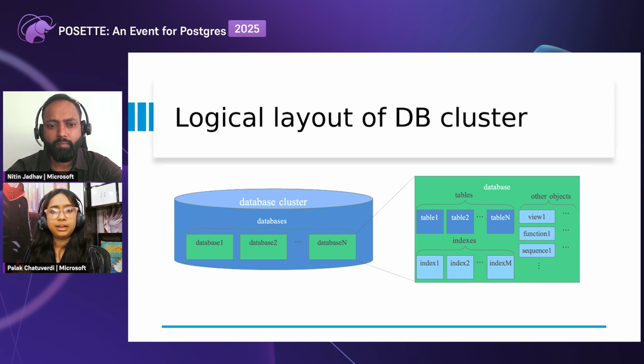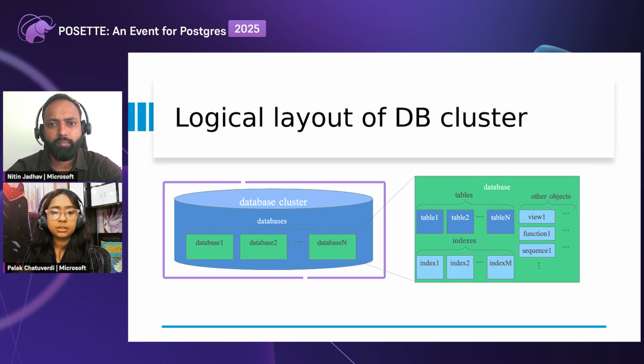Now when we want to learn about debugging data corruption, first we should know where this data corruption can occur. So we'll start by learning about the logical layout of our database cluster. PostgreSQL runs on a single host. It has one database cluster. Database cluster is a collection of databases, as you can see, database 1, database 2, and up to n databases.